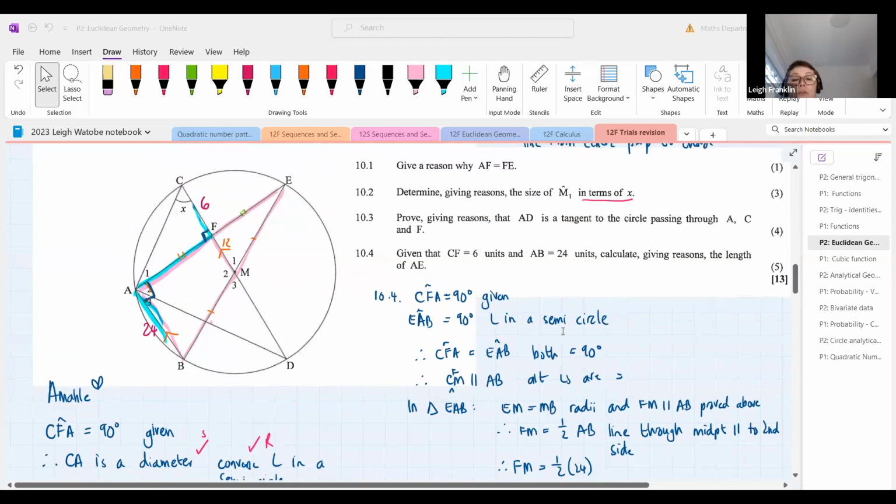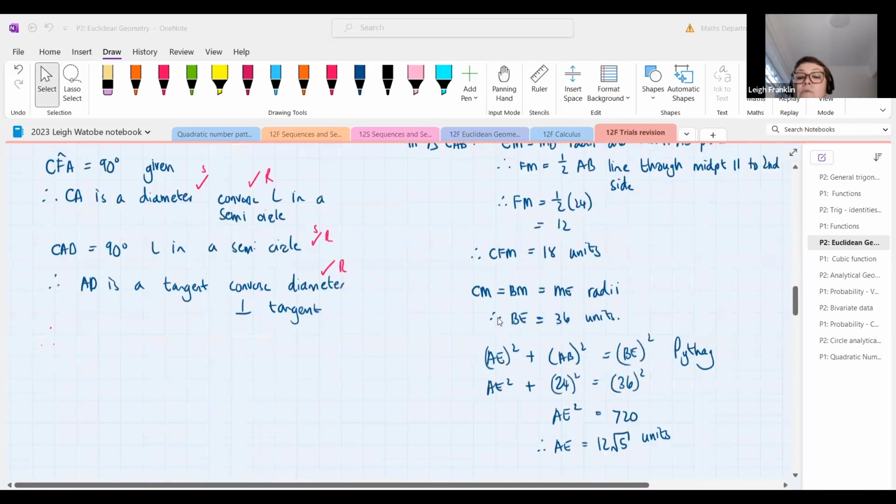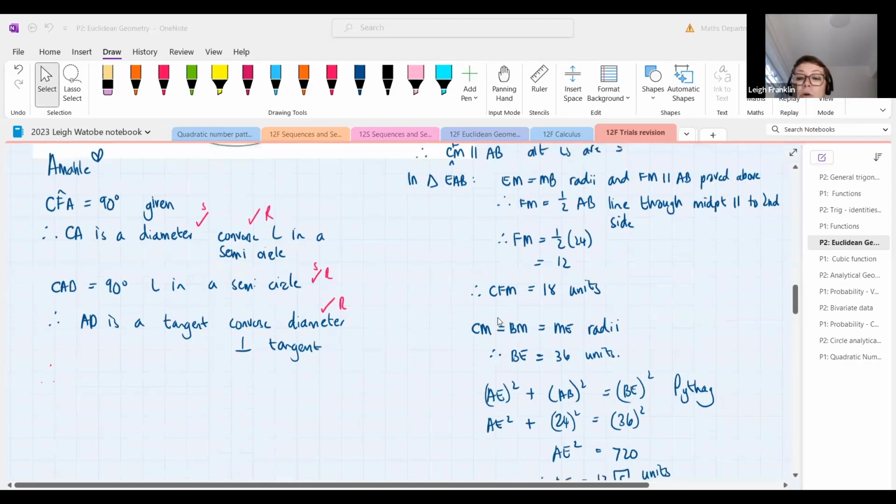Okay, so can you see it's a logical argument from start to finish? All right. I need to prove that those lines are parallel in order to be able to work out the length of FM. Once I've got the length of FM, I've got the length of the radius. Once I've got the length of the radius, I've got the length of the diameter, and then I can do Pythagoras in that right angled triangle. Okay.